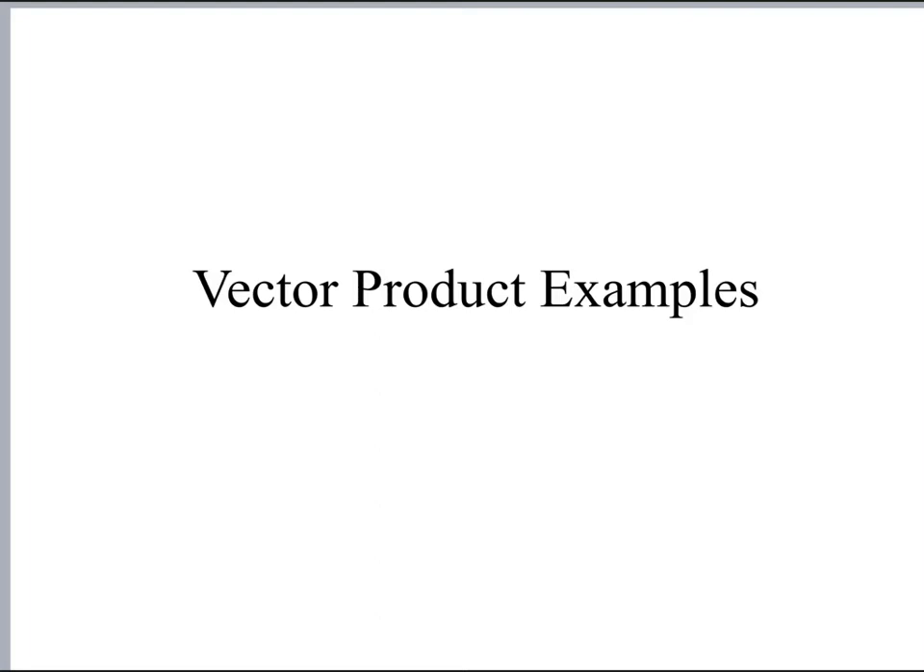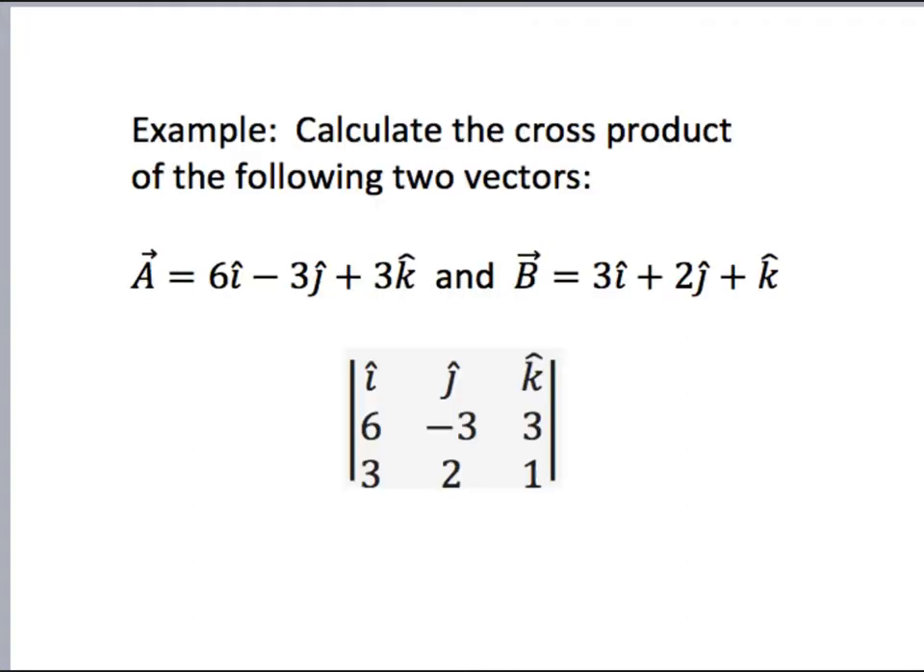Okay, let's look at some examples of actually calculating some vector products. In this example, we've got two vectors, 6i hat minus 3j hat plus 3k hat. I'm using the ijk notation again, so let's look at vector b. That's going to be 3i hat plus 2j hat plus k hat. And of course, we know there's an understood number 1 in front of the k hat.